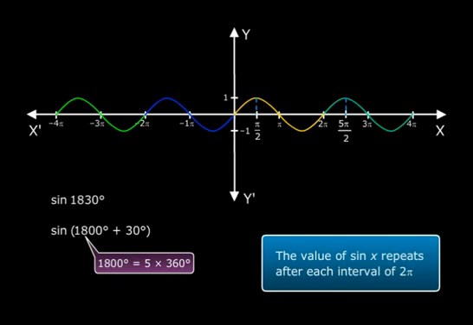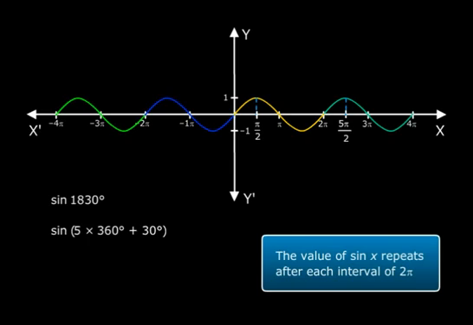So our expression now becomes sine of 5 into 360 degrees plus 30 degrees. And 360 degrees is nothing but 2 pi. So we can write this expression as sine of 5 into 2 pi plus 30 degrees. Now let's use the property. The value of sin x repeats after an interval of 2 pi.